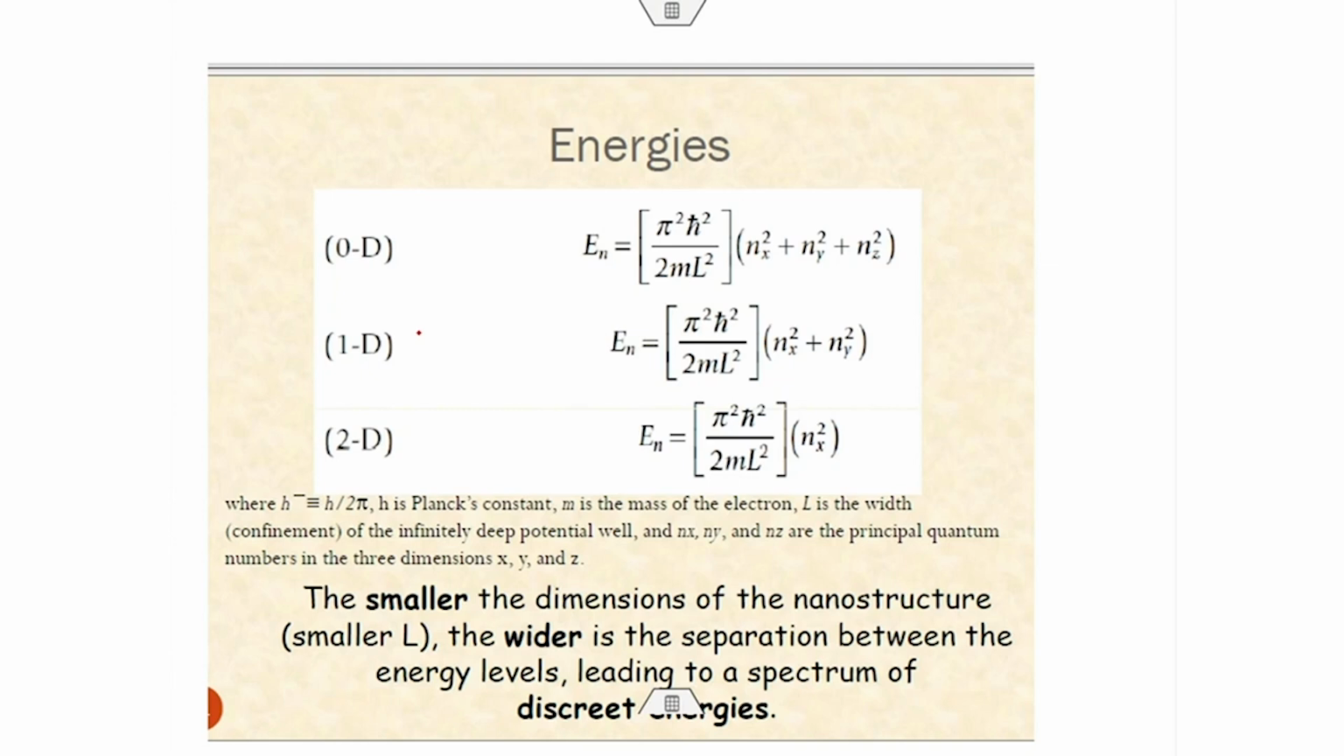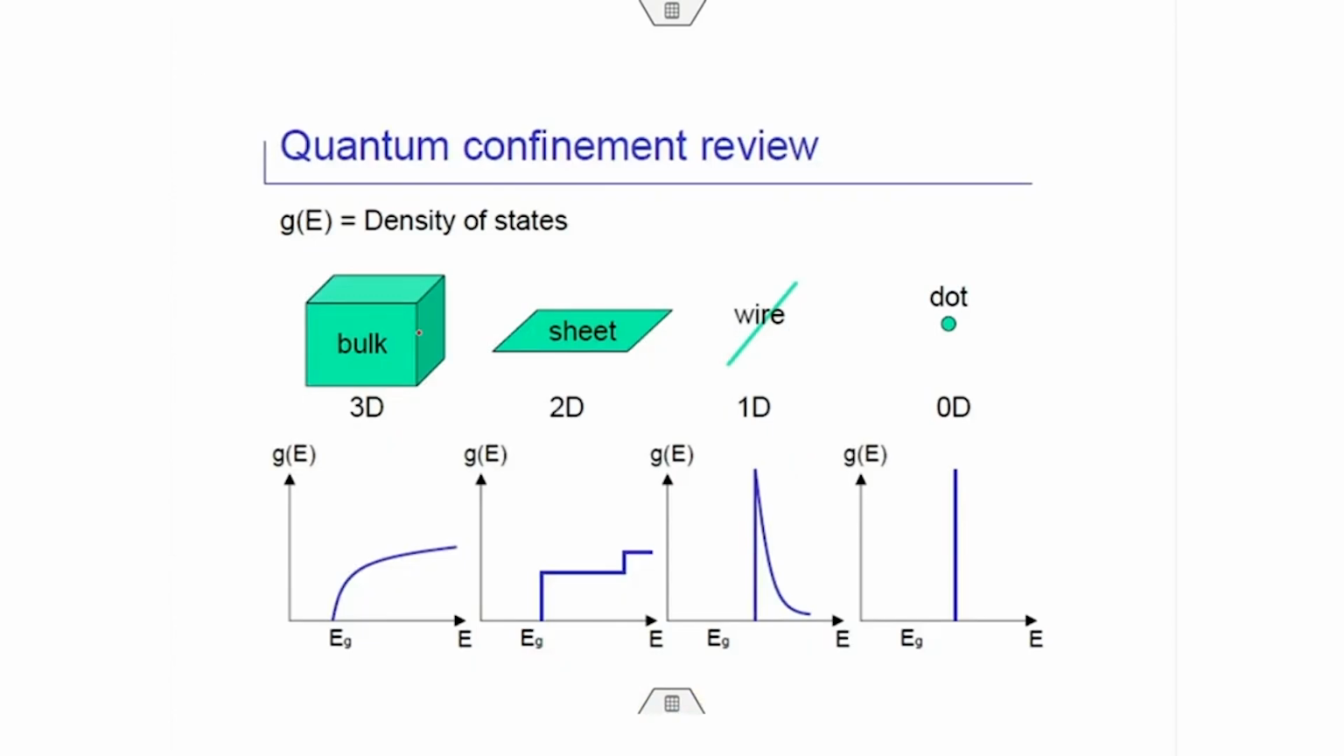So, anyway, that is basically the aspect you have to understand. One of the dimensions of the nanostructure, L, that is the potential well dimension, will decide the separation between the energy levels, and that is why it leads to a spectrum of discrete energies. How does it look? That is what it looks like.